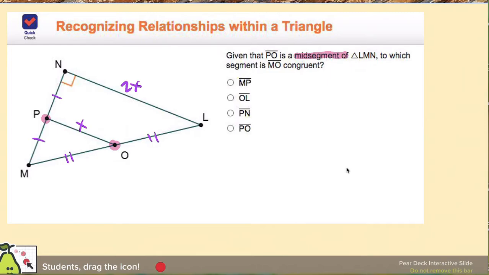Now, what they want to know is, to which segment is MO congruent? So we are looking for MO. What does MO match with? MO will match with OL, based on the definition of midsegment, which relies on midpoints. A midpoint tells you that you have congruent segments.